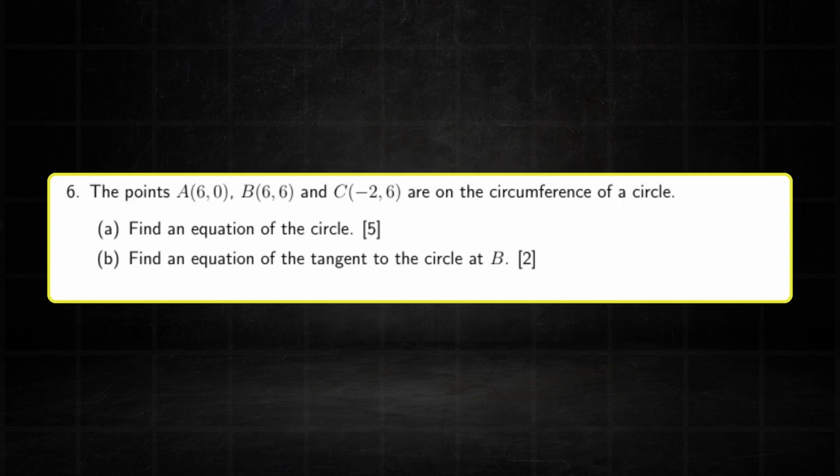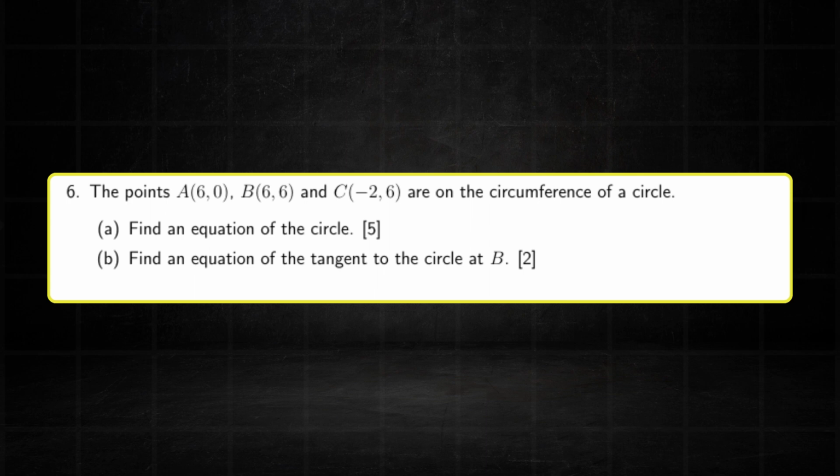Number 6 is a circles question. Part A is find an equation of the circle, and it's worth 5 marks because there's quite a bit that you have to do. Now for this question, I was tempted to actually say give your answer in the expanded form, not in the generic equation of a circle, because if you look at the February-March paper, they asked for the expanded form. So you should know how to move from the generic equation of a circle to its expanded form, and you should also be able to move backwards from the expanded form back to the generic equation of a circle.